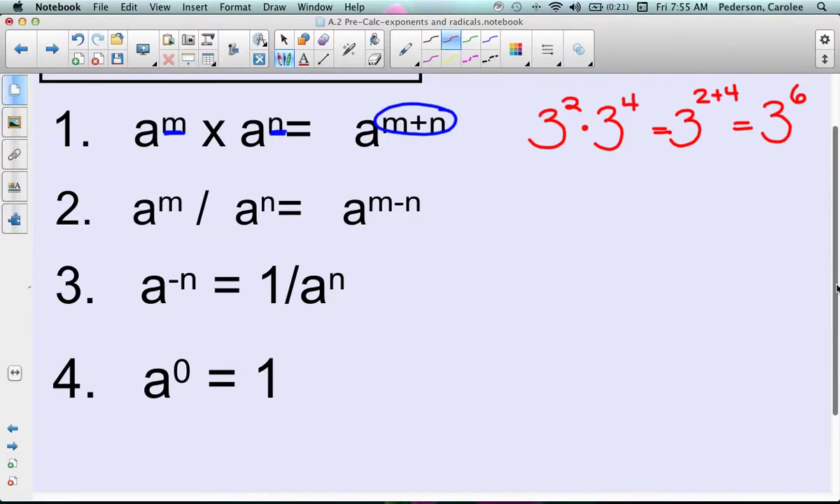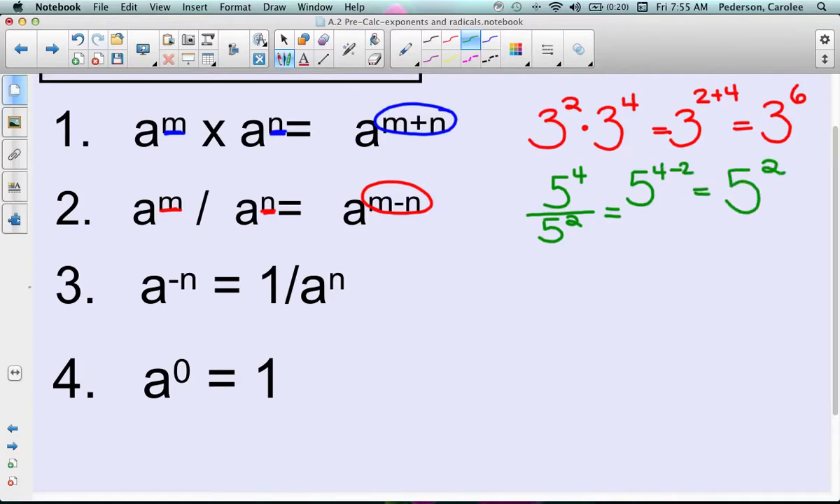Next property is an exponential of base a divided by another exponential of base a. And what we do with these exponents is we subtract them, m minus n. So an example would be something like this. 5 to the fourth power divided by 5 to the second power. What we do is we subtract them. So 4 minus 2 is 5 squared.